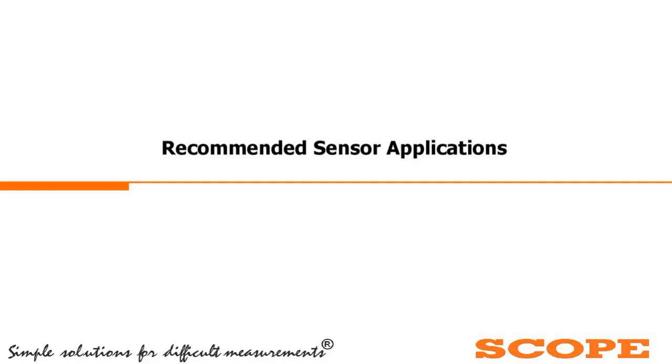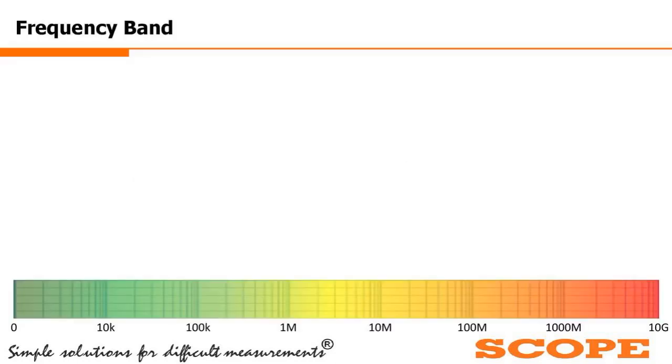Now let us see what are the different zones where we can use different types of sensors. To understand that sensor application, let us talk about the different frequency bands. Here in this scale, we have used a logarithmic scale starting from 0 hertz at the left hand side, and we have gone up to 10 gigahertz. But now let us see what the different sensors are and in which frequency band they are operating.